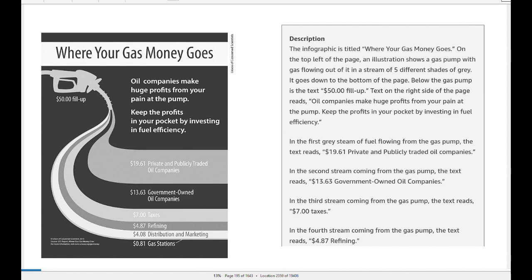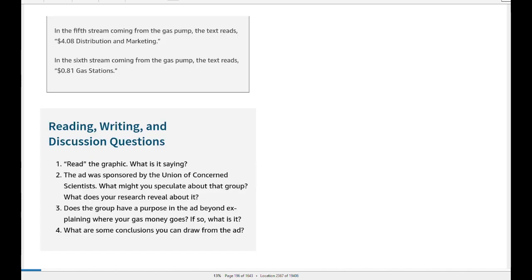In the third stream, coming from the gas pump, the text reads, $7 taxes. In the fourth stream, coming from the gas pump, the text reads, 478 refining. In the fifth stream, coming from the gas pump, the text reads 408 distribution marketing, and in the sixth stream, coming from the gas pump, the text reads 81 cents gas stations.